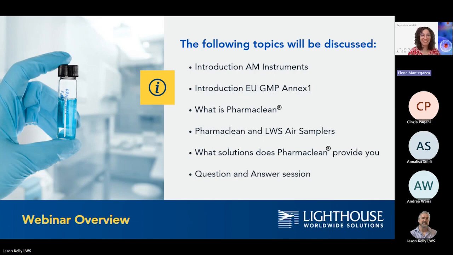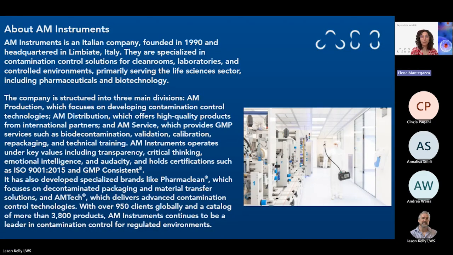So let's start. AM is an Italian company that was founded 35 years ago in 1990, and is headquartered in Bate, in Italy, between, let's say, Monza and Milan. We are specialized in contamination control solutions, in particular for clean rooms, but we also have customers related to laboratories and controlled environments in general. And this company is today structured in three main divisions.